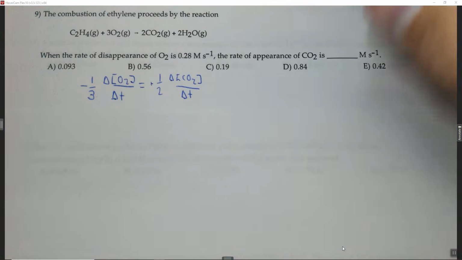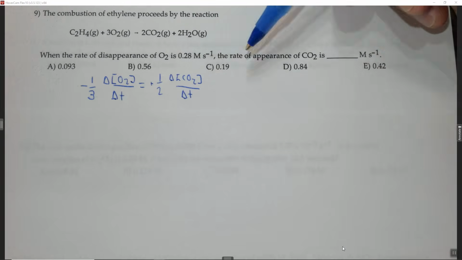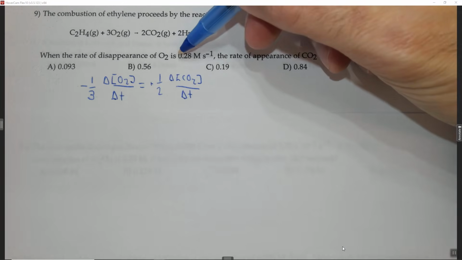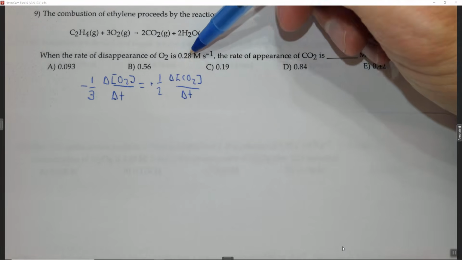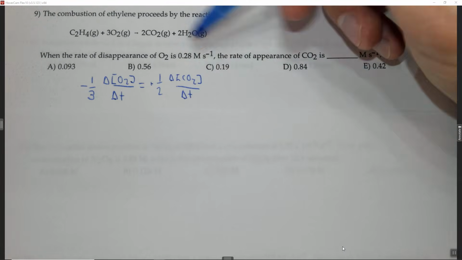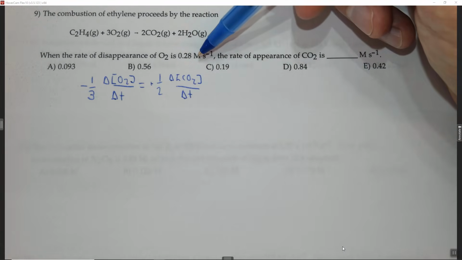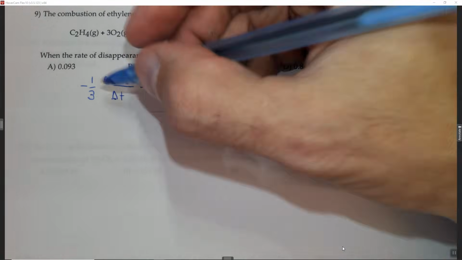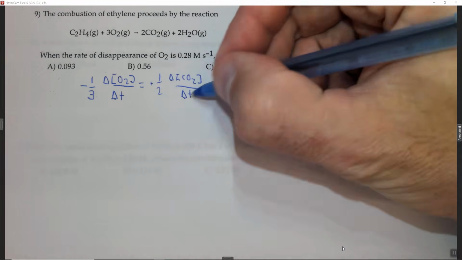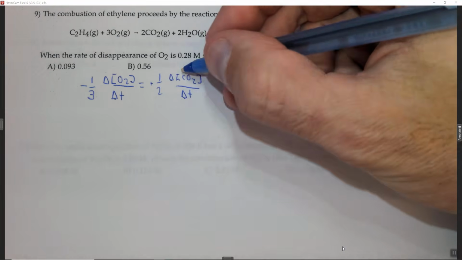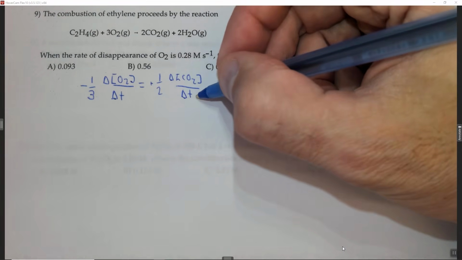Okay, so this is basically what you have. Now, there's a couple things we need to know. The first thing is this is negative because we're losing 0.28 molar per second because it's disappearing. The second thing we need to know is this whole value, and this is what we're trying to solve for, this whole thing, delta concentration CO2 over delta T.